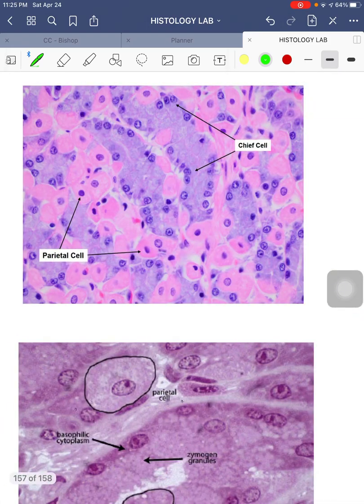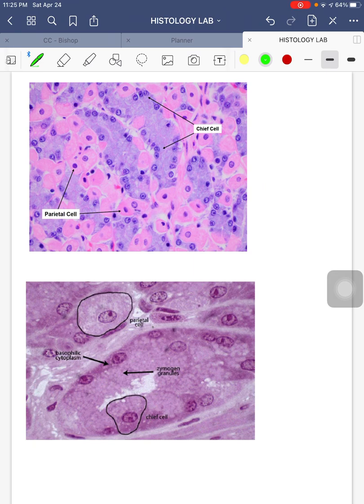Okay. Here is a better presentation taken also from other sources. So just take note. Your chief cell here in green, and your parietal cell, which is very acidophilic with a central nuclei.